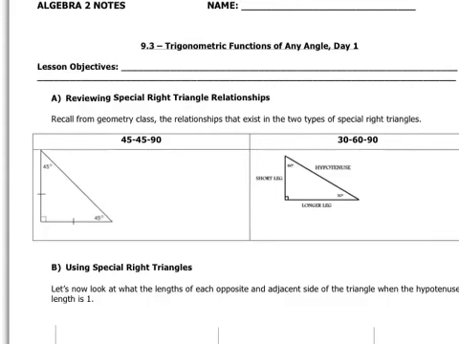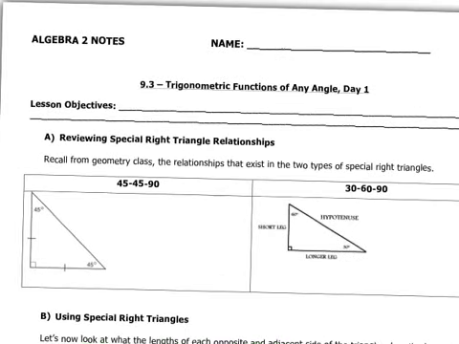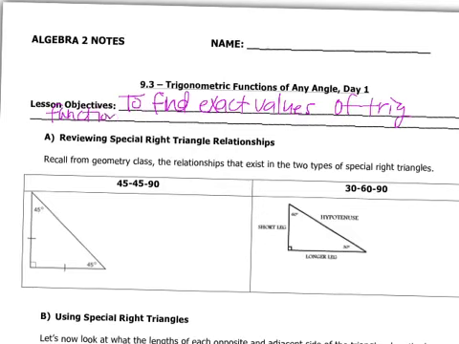So anyway, our goal is to review, and then we are going to use that to find exact values of trig functions at what we call special angles. And these special angles are going to be 30, 45, 60, and then their multiples around up to 360, okay?